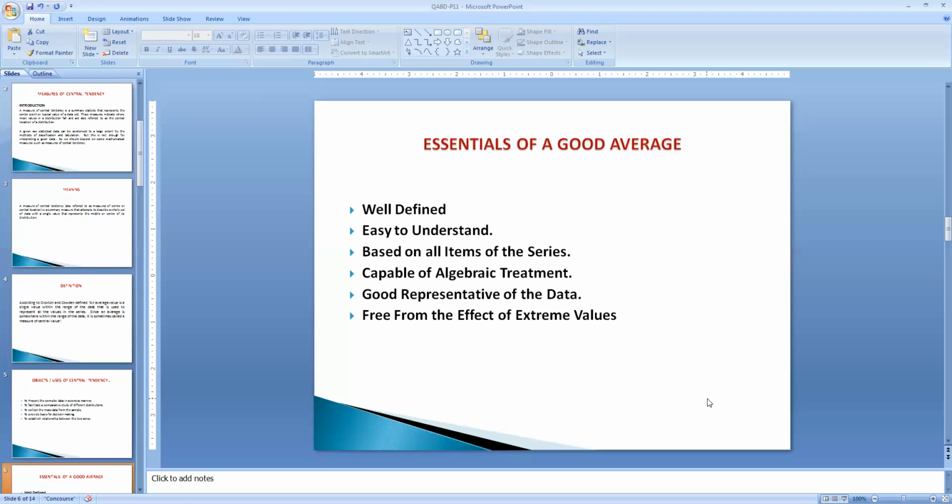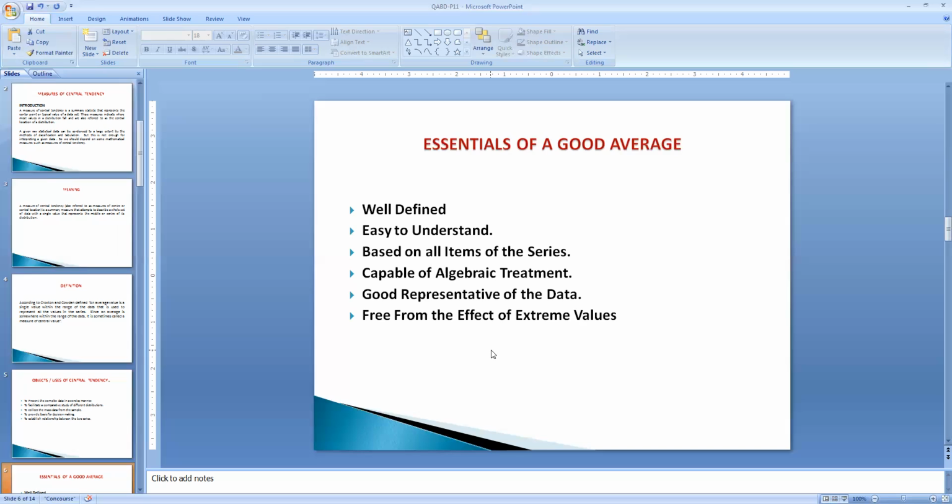And the next thing is that it should be based on all the items of the series. The next requisite we come across is that it should be based on all the items of the series. Otherwise, it will not represent the data completely. When we consider any one particular answer, it should reflect, or be based on, the entire distribution that we have collected or assembled. The answers have to be reflected based on all the data only.